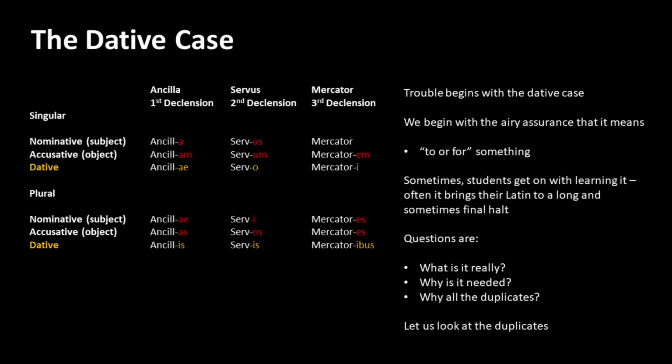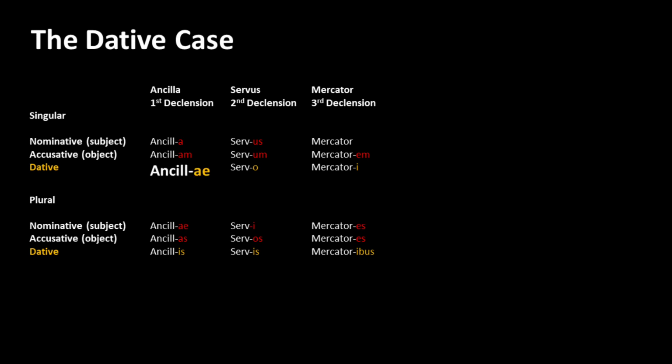Why all the duplicates? And look at the duplicates. Look at the first declension. Look at the singular dative ancillae. Still in the first declension, look at the plural nominative ancillae. I've made them both big so they jump out at you. They're both the same. Presumably they both do different things. They must do different things. One is singular, one is plural. Never mind the particular function. But why do they have the same endings, and how do you tell them apart in practice?